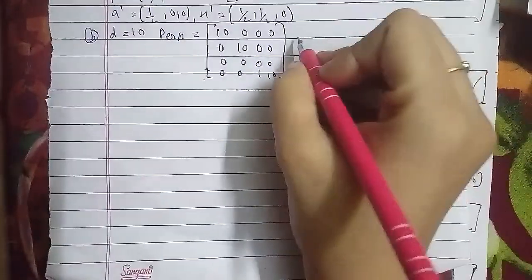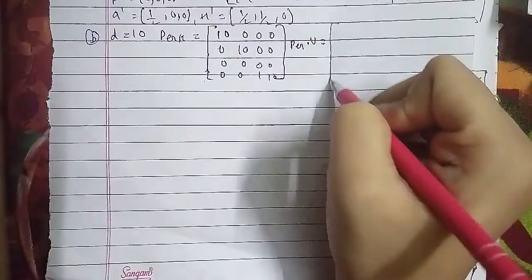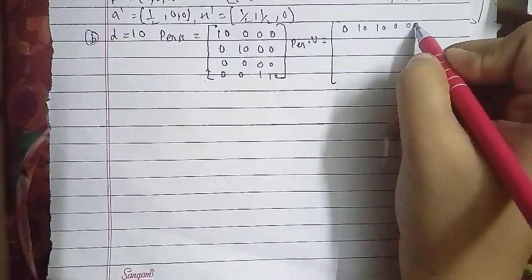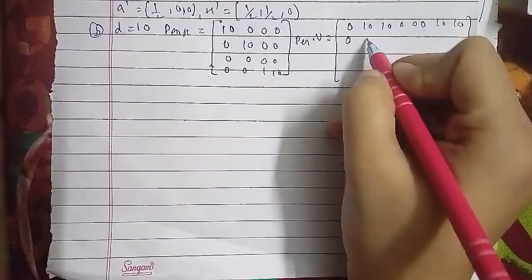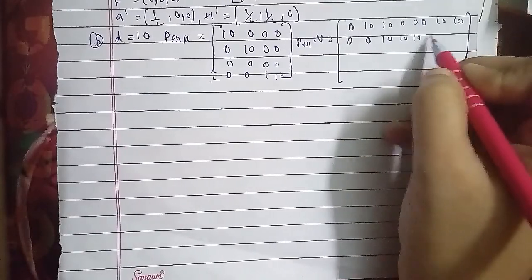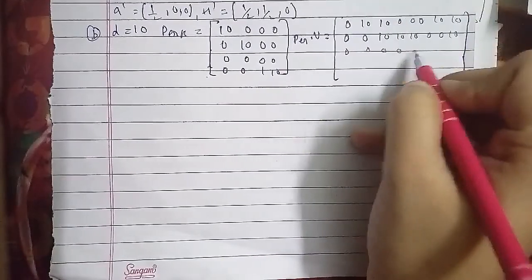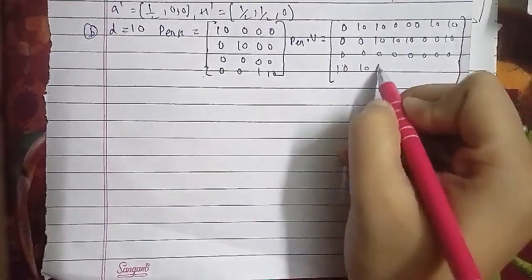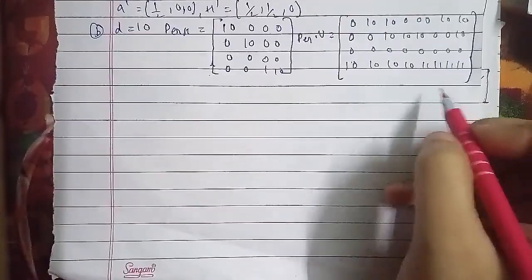Now, in the same case, we have the matrix here: 0 10 10, 0 0 0 10 10. The other row is 0 0 10 10 10, then 0 0 10. Then the third row we have 0 0 0 0 0 0 0 0. The next is 10 10 10 10 11 11 11 11. So that has been represented here.